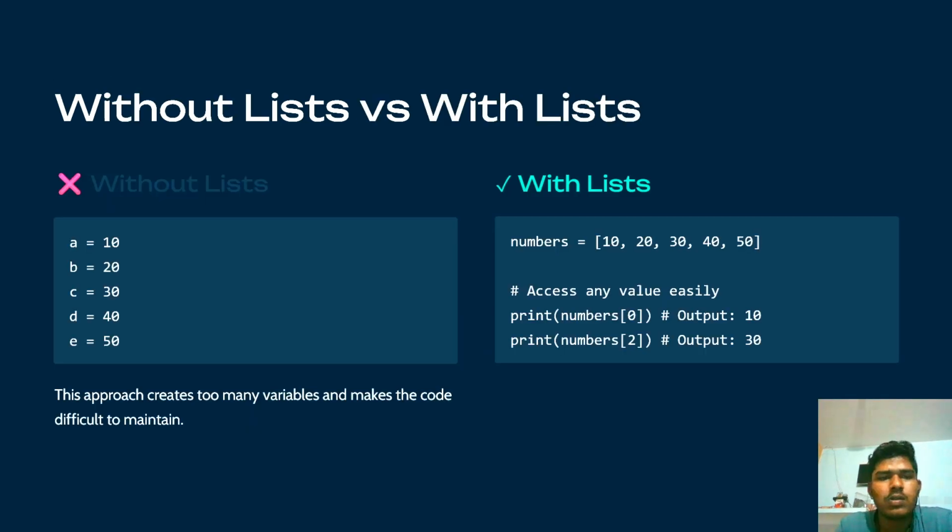Okay. So, without lists versus with list. Without list, A is equal to 10, B is equal to 20. As we can see, this is an unorganized way to keep our data, and it is difficult to maintain the code. And with list, we use square brackets to store our values. It is easy to access and maintain all the data. Like number 0. The place value of 10 is 0, and the place value of 50 is 4. So this is 1, 2, and 3. So print number 2 is equal to 30.